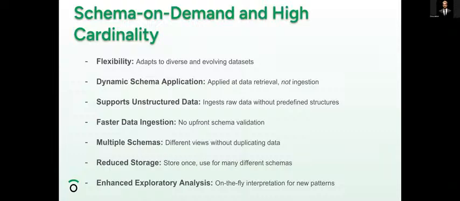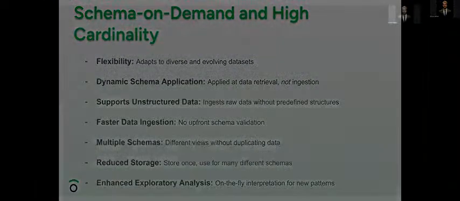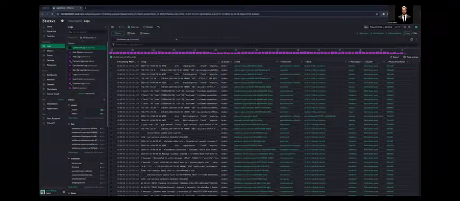Since the schema is interpreted dynamically, you can adapt on the fly as new patterns of high cardinality fields emerge. This adaptability means you're always able to stay responsive to the changing data without needing to adjust the underlying storage. By leveraging schema on demand, you gain both the flexibility and performance needed to efficiently handle high cardinality data. So let's take a look at how schema on demand actually works within the platform.